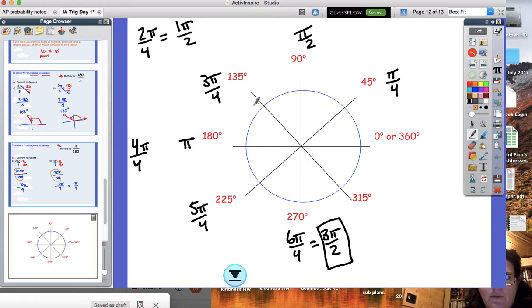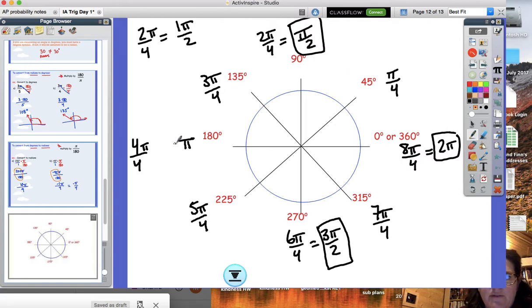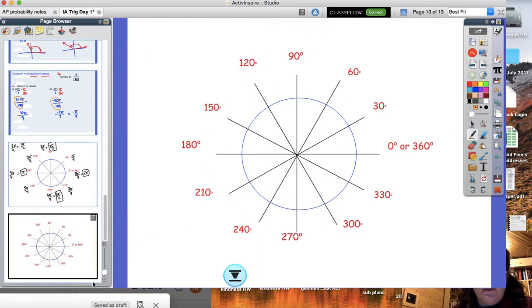Okay, so 1/4, 2/4, 3/4, 4/4, 5/4, 6/4. This would be 7/4. And then this would technically be 8/4. But 8 over 4 reduces down to 2, so this is 2 pi. So we use the reduced version: 1/4, 2/4, 3/4, 4/4, 5/4, 6/4, 7/4, 8/4. So that is going by fourths all the way around.